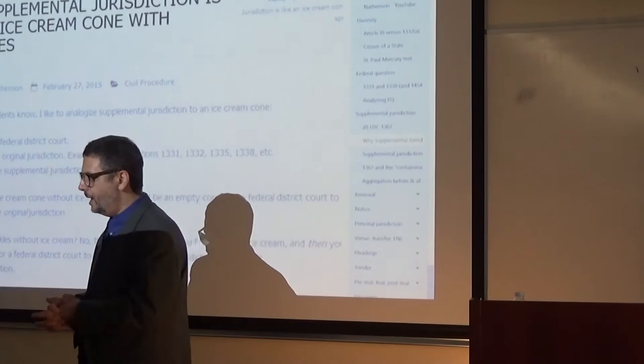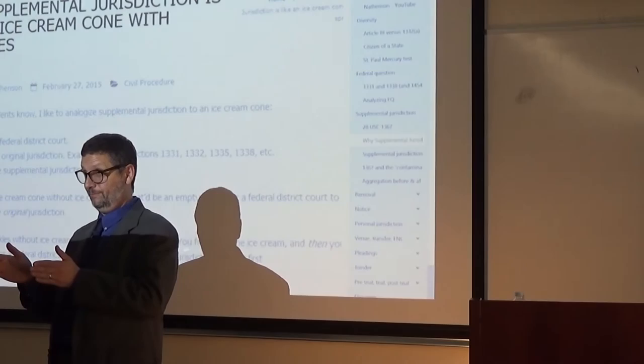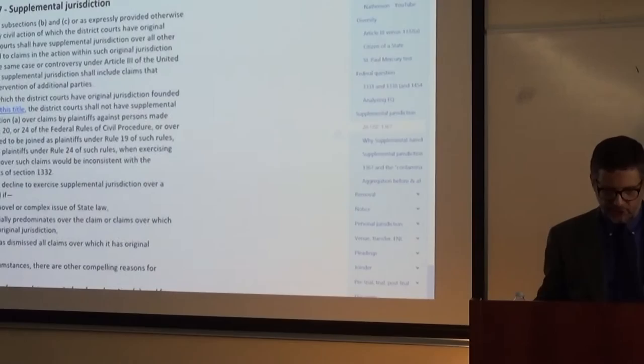Just like an ice cream cone, to have sprinkles on an ice cream cone, you first have to have the cone and the ice cream. You can't have supplemental jurisdiction unless you have original jurisdiction. There's no 1367 unless you have original jurisdiction, and that's noted in 1367A.